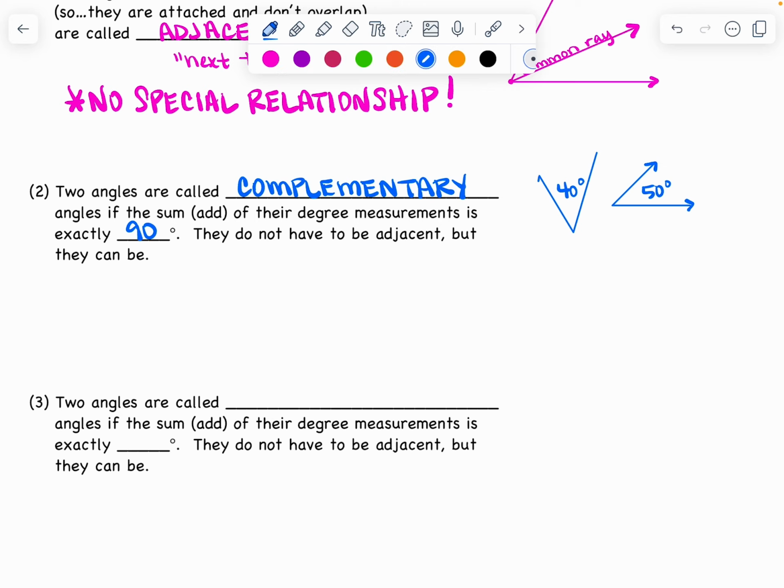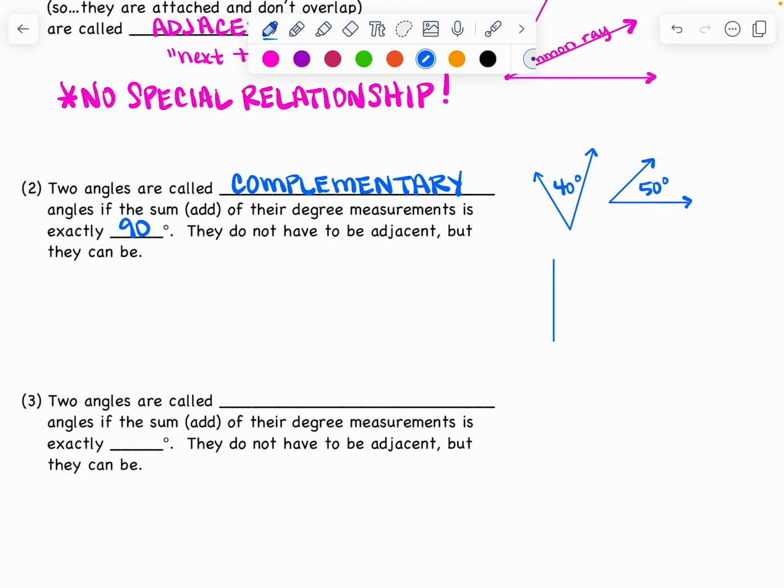Now, of course, for us, the majority of the time, they are going to be adjacent. And so, of course, if I put two angles together that add up to 90 degrees, well, they, of course, then form a right angle. And as we talked about yesterday, right, if I have a right angle, I can show that by putting a right angle box in the corner. Okay, so they can be non-adjacent or adjacent. It just looks a lot better if they are adjacent because then I can actually see that right angle.